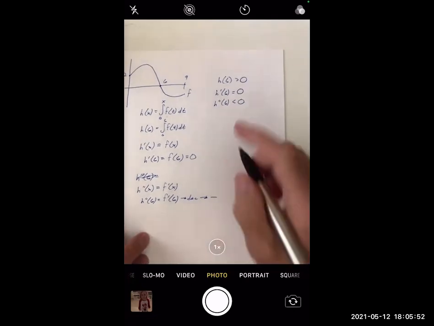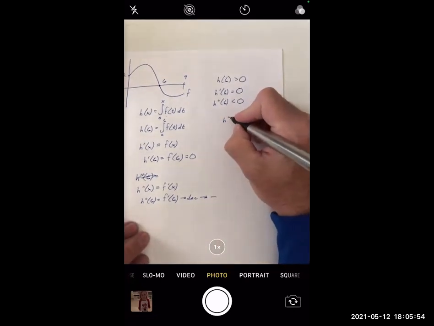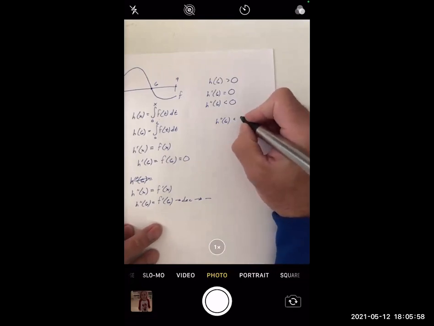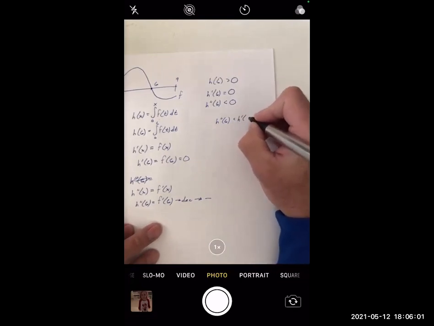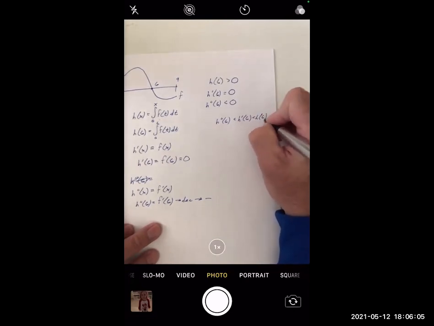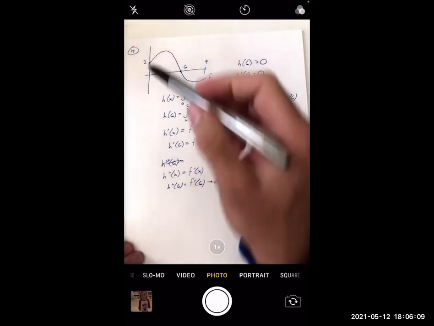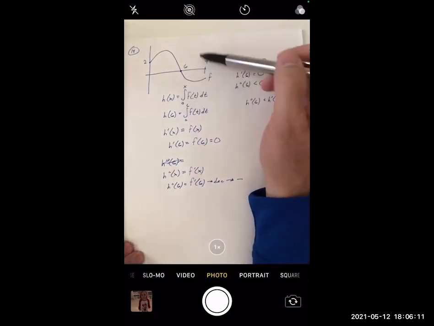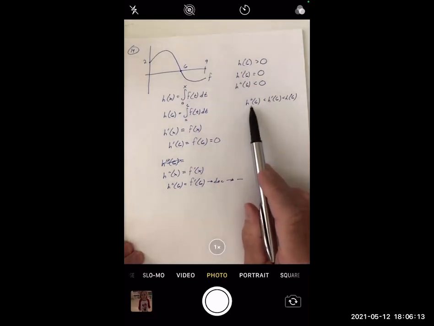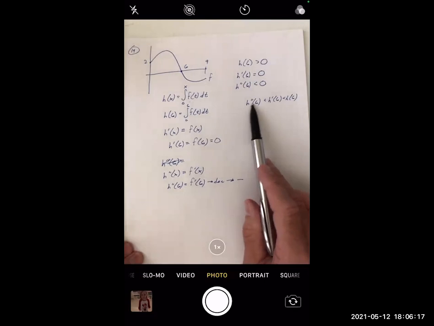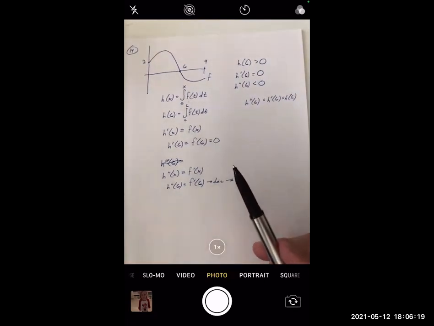So now you've got your order. Second derivative was the smallest. The first derivative was in the middle. And the function value was the biggest. The other version of this, the graph was upside down. So that flipped this order. So the function value was the smallest and the second derivative ended up being the biggest.